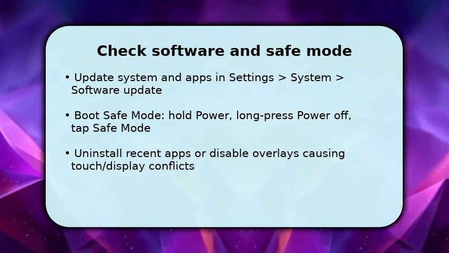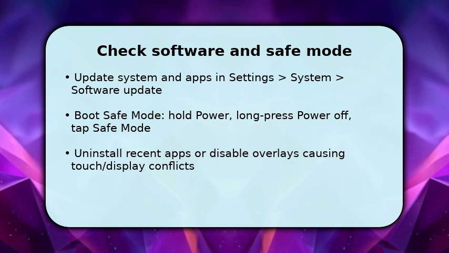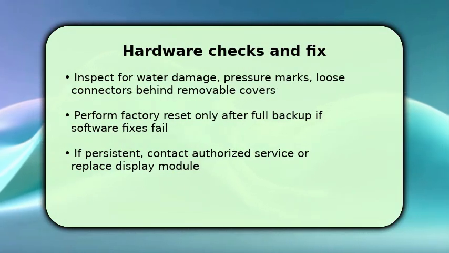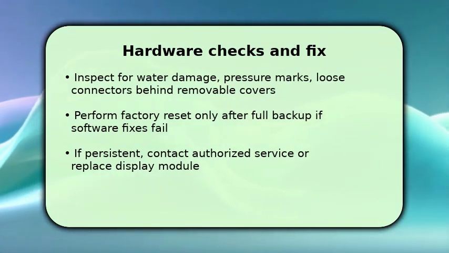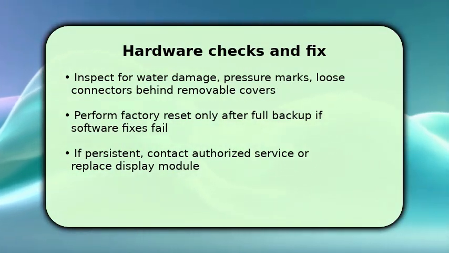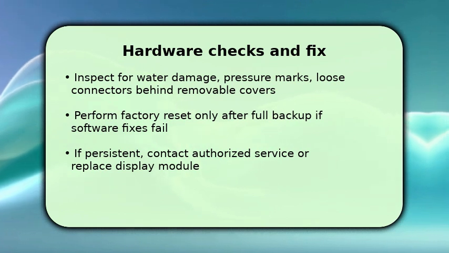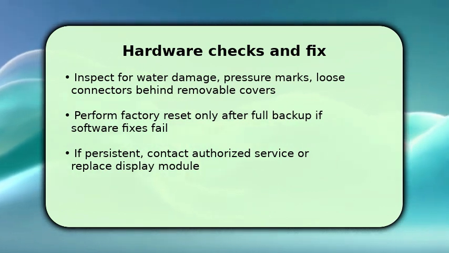Power down, remove the SIM tray and inspect ports for moisture or debris. Look for pressure marks or peeling at the panel edges that indicate physical damage. If connectors are accessible and you're confident, reseat them.